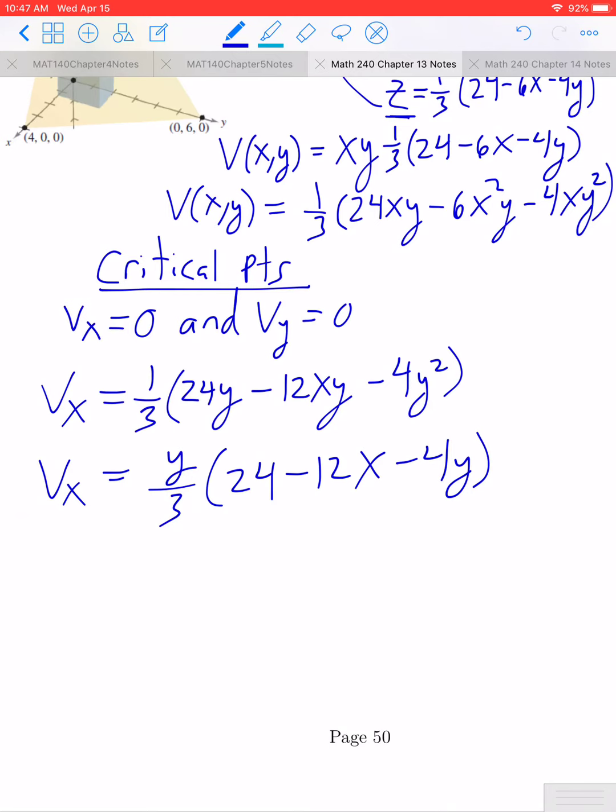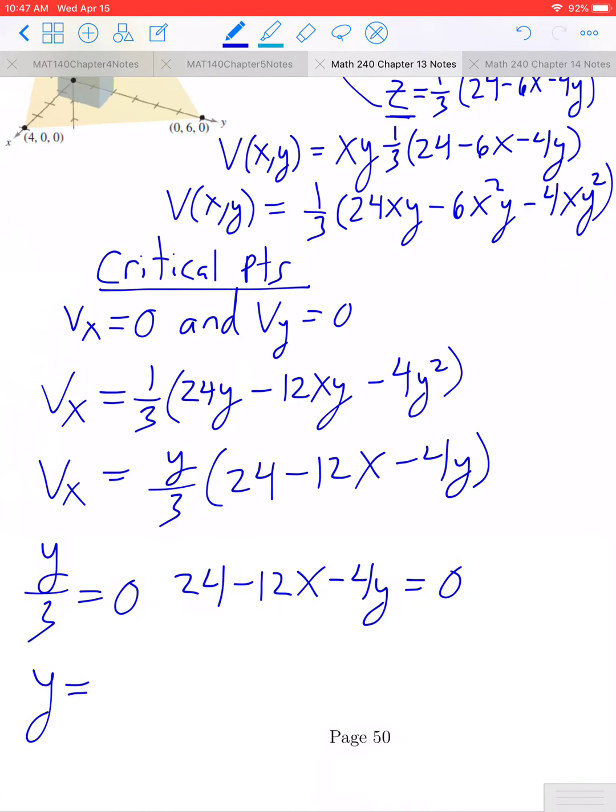If we set this equal to 0, we have y divided by 3 equal to 0, or 24 minus 12x minus 4y equals 0. This first one would tell us that y equals 0. And then this expression here would give us something in the variable y. I could take this and solve for y, get y by itself, and we would see that, adding 4y to both sides and then dividing by 4, y would be equal to 6 minus 3x. And we'll come back to this in a minute.